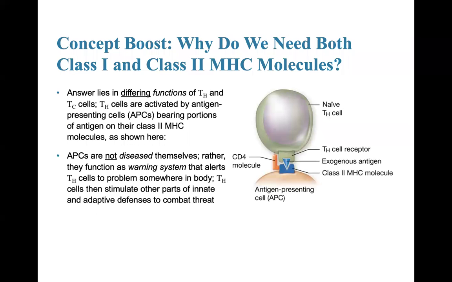So why do we need both class 1 and class 2 MHC molecules? The answer lies in the differing functions of helper T cells and cytotoxic T cells. Helper T cells are activated by antigen-presenting cells bearing portions of the antigens on their class 2 MHC molecules, as shown here. Antigen-presenting cells are not diseased themselves, but rather function as a warning system that alerts the helper T cells to problems somewhere in the body. The helper T cell then stimulates other parts of the innate and adaptive defenses to combat that threat.